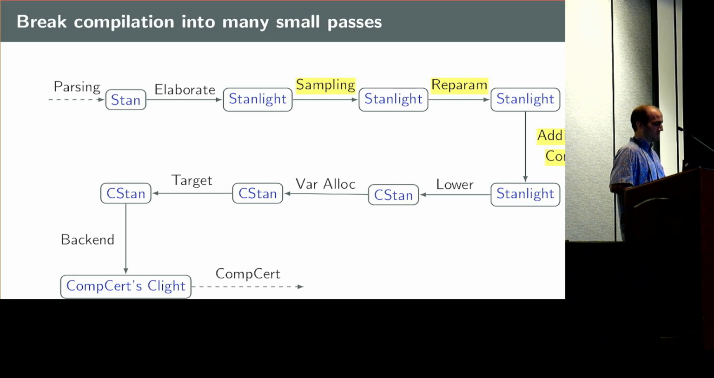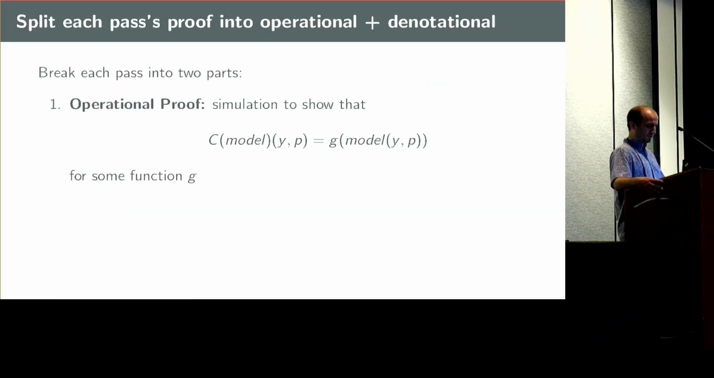That breaks the problem down into smaller pieces, but there's still the question of how you verify each of those passes. Our proof strategy mimics the structure of our semantics in that we start with an operational proof and then we switch over to denotational arguments. On the operational proof, we use forward simulation, like you're used to if you've looked at CompCert's proofs, to show that the compiled model block, C of model, computes some mathematical function G applied to what the source model block would have computed. Basically, we recharacterize the syntactic transformations the compiler is doing into some more abstract mathematical description.